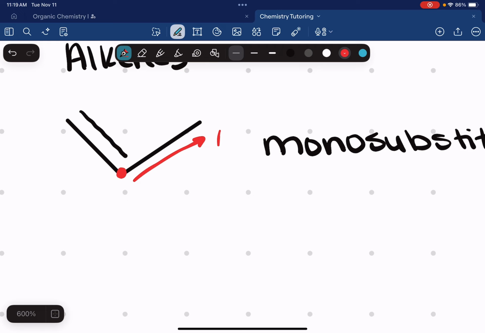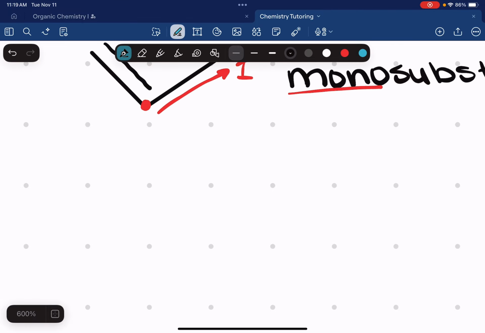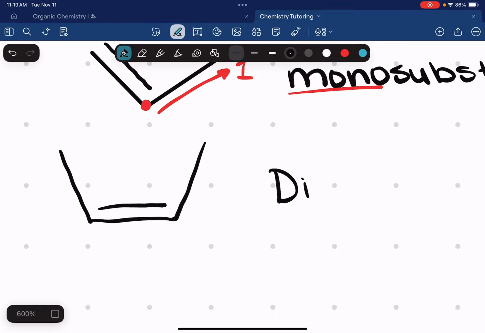Anyway, so the carbon in the double bond is only connected to one other carbon, right? That's why it's mono substituted. Then we'll have bi substituted or di. Not really sure which one it is. I think it's di. Di substituted. Sounds better. Anyways, I'll write it as di.